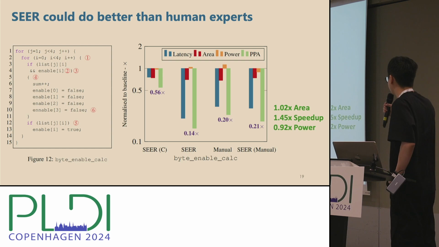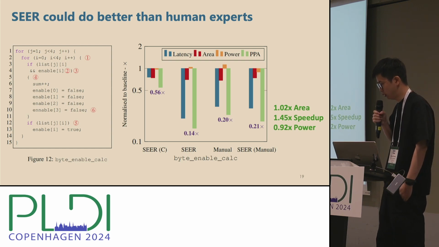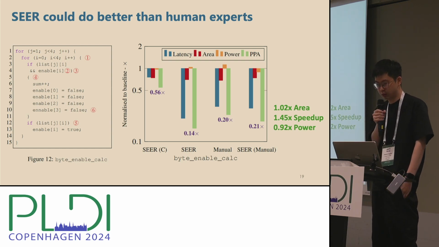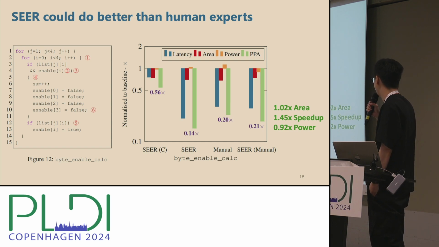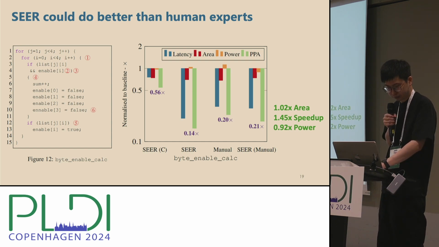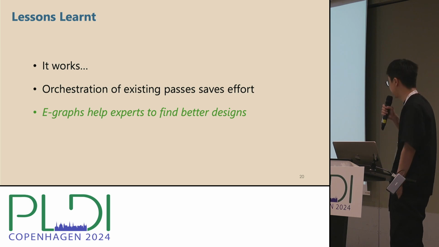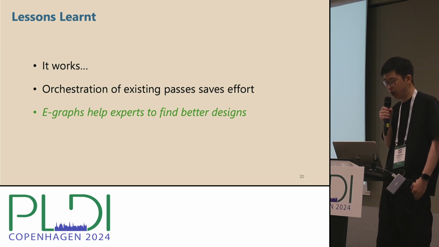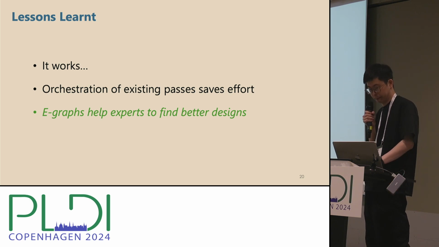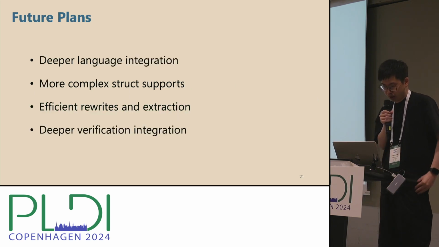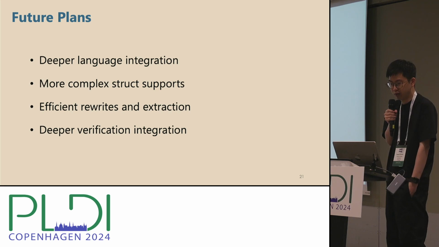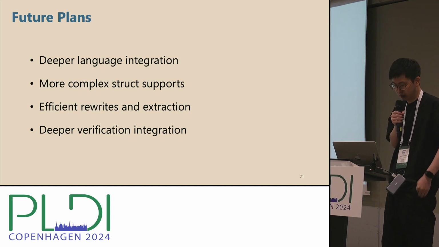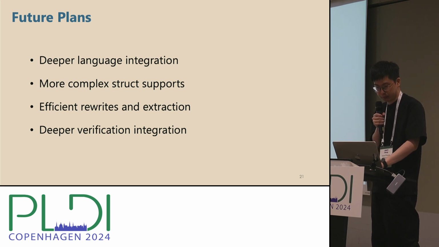We also compared a set of benchmarks with manual optimizations with HLS tools, and we still got basically a 45% speedup. All right, so this is actually exciting because EGRAPHS could help experts to improve their designs. Because this is our first attempt at applying EGRAPHS to high-level synthesis, there are a variety of future directions that we want to explore. This includes languages, optimizations, and verification.